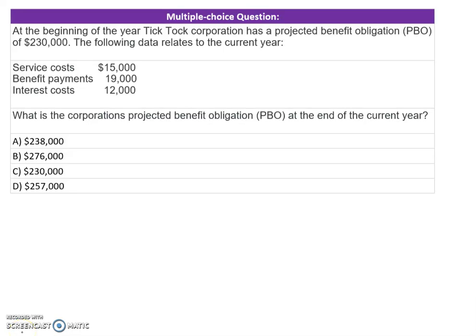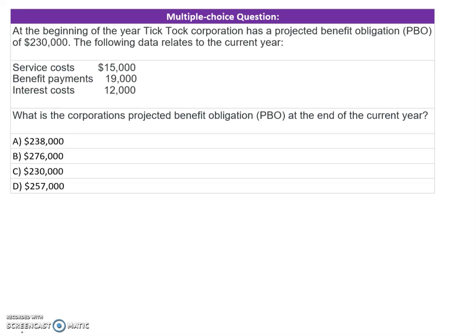So at the beginning of the year, TikTok Corporation has a PBO of $230,000. So what is the corporation's projected benefit obligation at the end of the current year? So they're asking, with all of this information that they're giving us, what is this going to have an impact on this liability, and how are we going to report it at the end of the year?